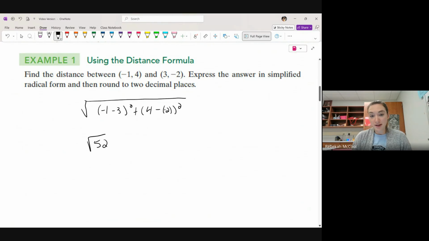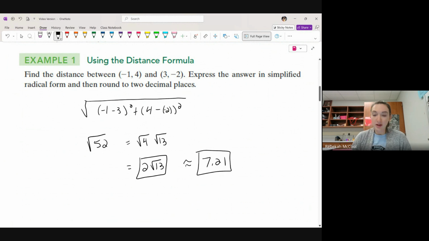So we do need to check to see, are there any perfect squares that go into 52? And the answer is yes. We can divide 52 by 4 and we get 13 back. So our simplified radical form would be 2 radical 13. This answer would also be considered the exact form. So if you're ever asked to give your answer as an exact answer, this would be it. We're not losing any decimal places. If you plug this into your calculator, we get a value of about 7.21. So that would be our answer rounded to 2 decimal places.